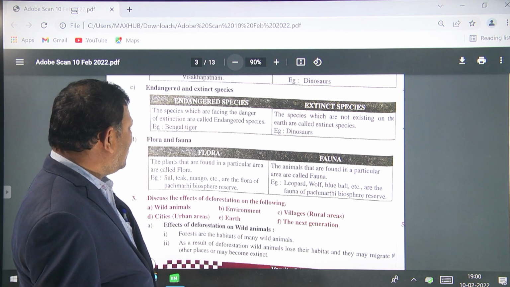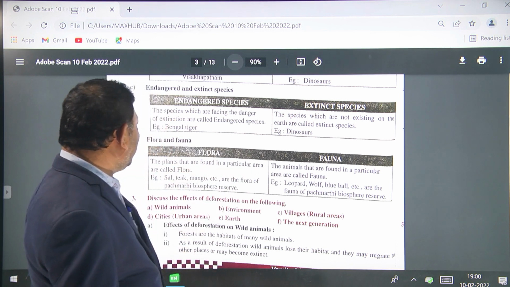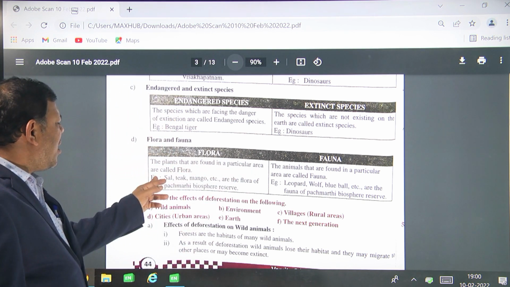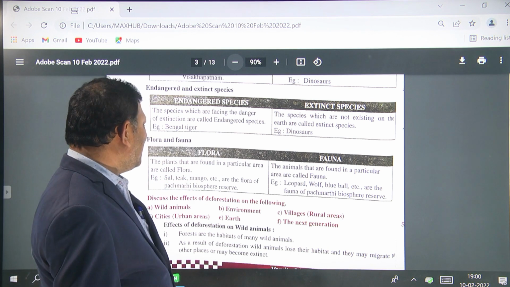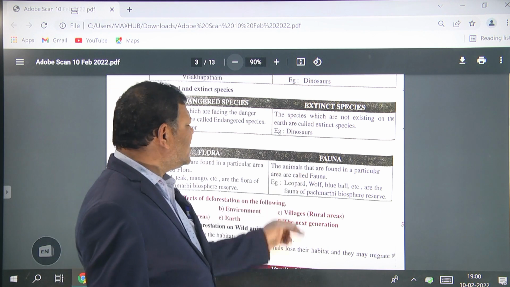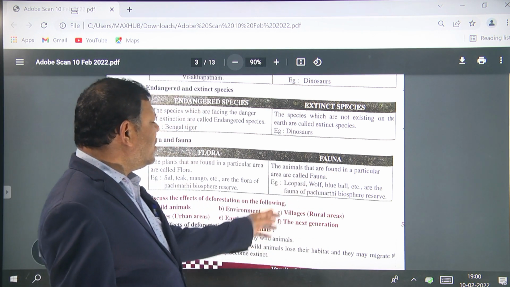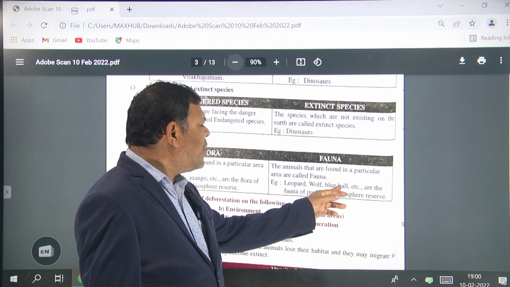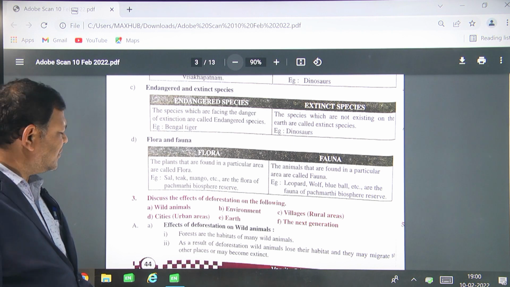Flora and fauna. Flora means the plants that are found in a particular area. Sal, teak, mango are the flora of the Panchmarhi Biosphere Reserve. Fauna means the animals that are found in a particular area. Leopard, wolf, blue bull, etc. are the fauna of the Panchmarhi Biosphere Reserve.